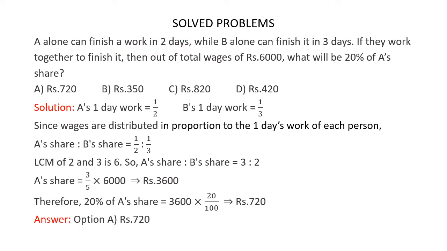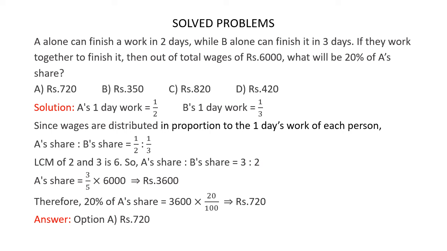So A's 1 day work is 1 by 2 and B alone can finish it in 3 days. So B's 1 day work is 1 by 3. Now wages are distributed in proportion to the 1 day's work of each person. So A's share is to B's share is equal to 1 by 2 is to 1 by 3. Now LCM of the denominators of these two terms 2 and 3 is 6. So multiplying each of these terms of the ratio with 6, we get A's share is to B's share is equal to 3 is to 2.